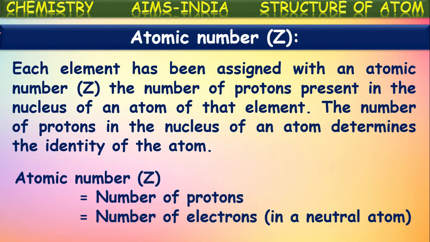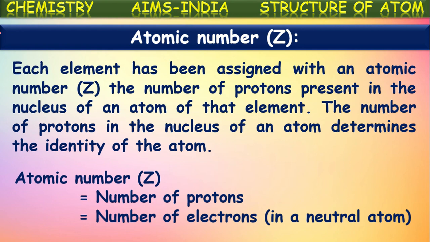But in the case of ions, atomic number cannot be taken as the number of electrons. Atomic number will always be equal to the number of protons, because whether it is an atom or an ion, the number of protons won't change, since they exist inside the nucleus. So atomic number is always equal to the number of protons, but it is also equal to the number of electrons if the atom is in a neutral state.